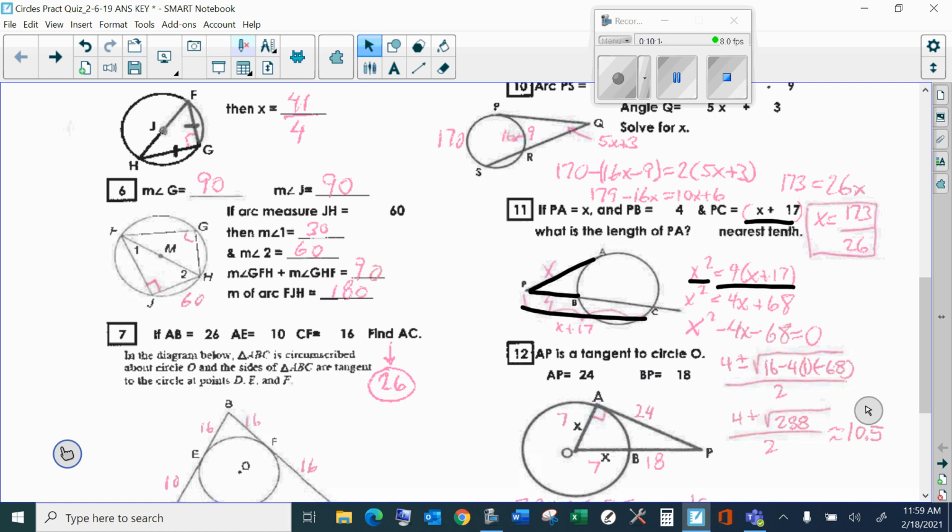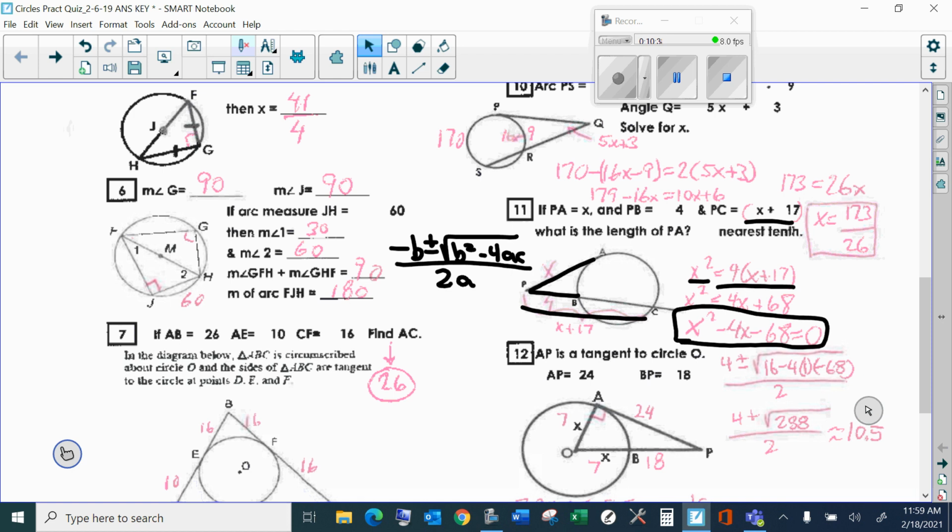Then I distribute a property, and it's a quadratic, so I set it equal to 0. So I subtract these across, and I get this. This does not factor, so therefore I have to use the quadratic formula. The quadratic formula, for those of you who still don't have it memorized, is negative b plus or minus the square root of b squared minus 4ac all over 2a.